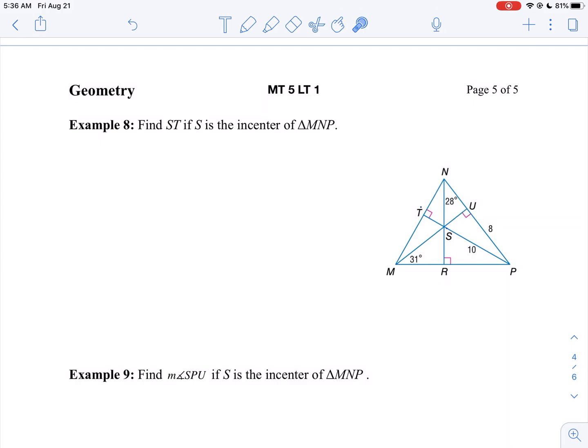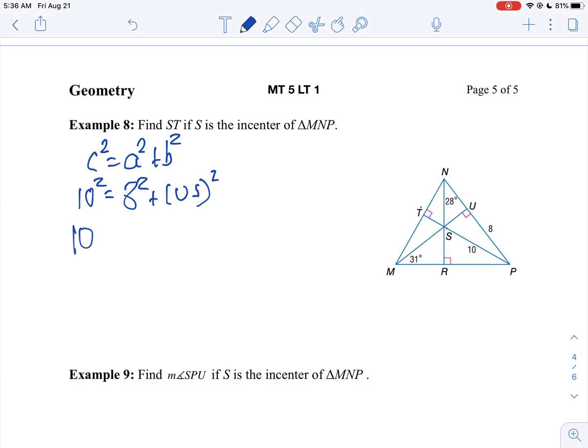Except look at triangle USP. You have a right triangle there, and you know two sides of the right triangle. So we can use our Pythagorean theorem that says the hypotenuse squared equals the leg squared plus the leg squared. In other words, your hypotenuse of triangle USP is 10. So 10 squared equals 8 squared plus US squared. I'll write US there, or SU.